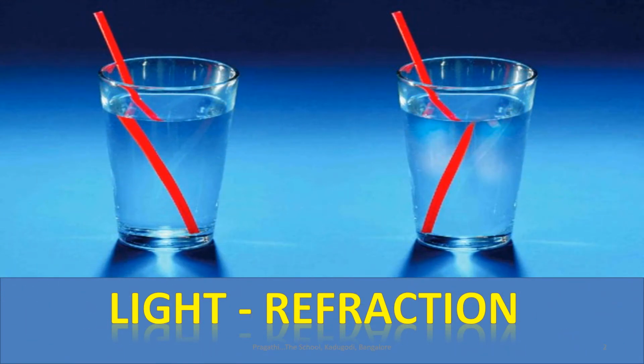I think you are able to see the picture. What does it show to you? A straw is kept in a tumbler which is filled with water. It appears as if it is broken. Why? Because of refraction. So we'll study in detail what exactly causes it to be seen like this.